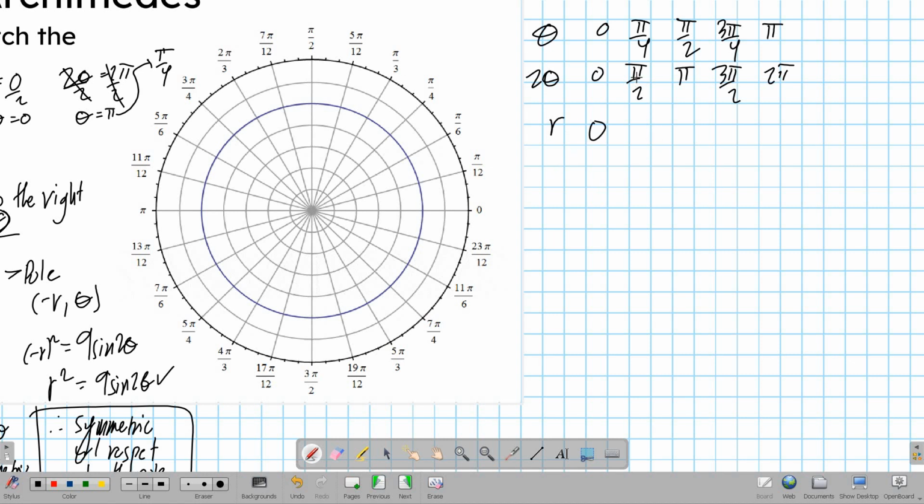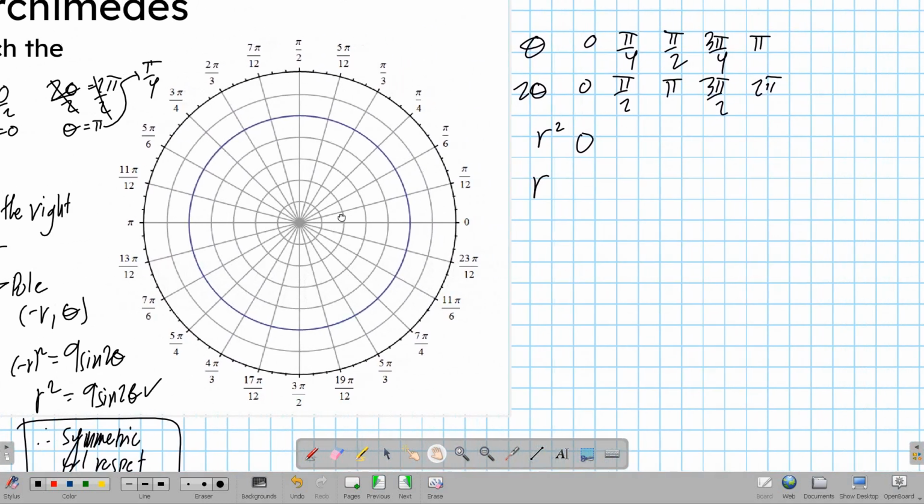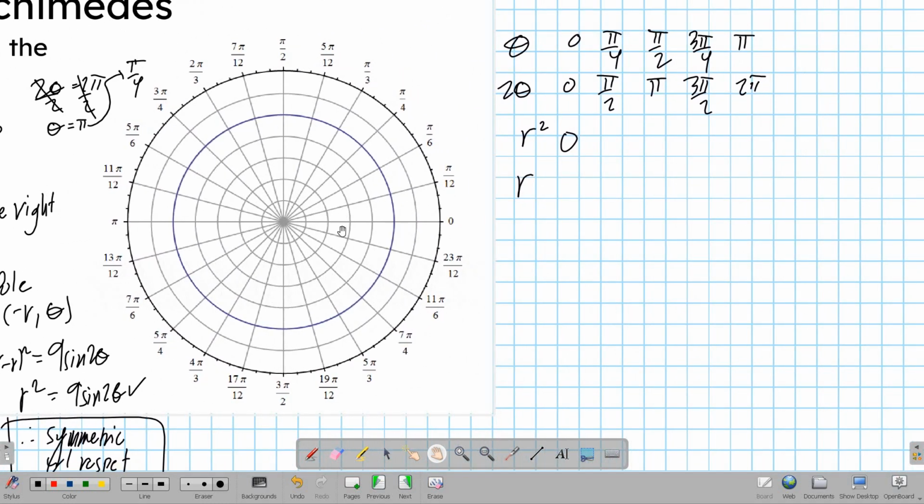So sine pi over 2 is 1, times, that becomes r squared. Now, I forgot to add r squared because that is what the equation is, r squared. Since it's r squared, we need to add that first, because r squared is 9 sine 2 theta. Then we get r, we get the square root.